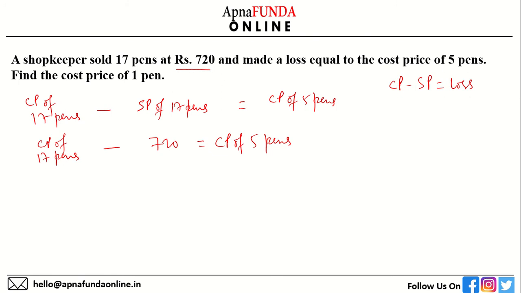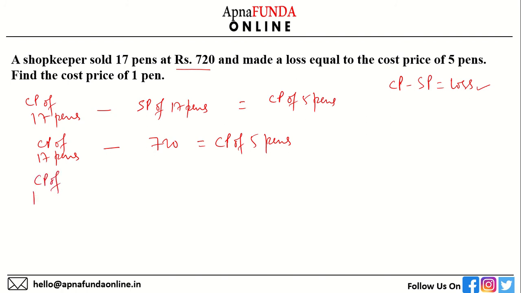Correct? I'm going very slow. Please understand what we have done over here. We know that loss is equal to cost price minus selling price, that is when the cost price is greater than the selling price. So what we have done over here is, cost price of 17 pens minus selling price of 17 pens is equal to cost price of 5 pens. On selling 17 pens at 720, there is a loss equal to cost price of 5 pens. So by that logic, we say cost price of 17 pens minus selling price of 17 pens, which is 720, is equal to cost price of 5 pens.